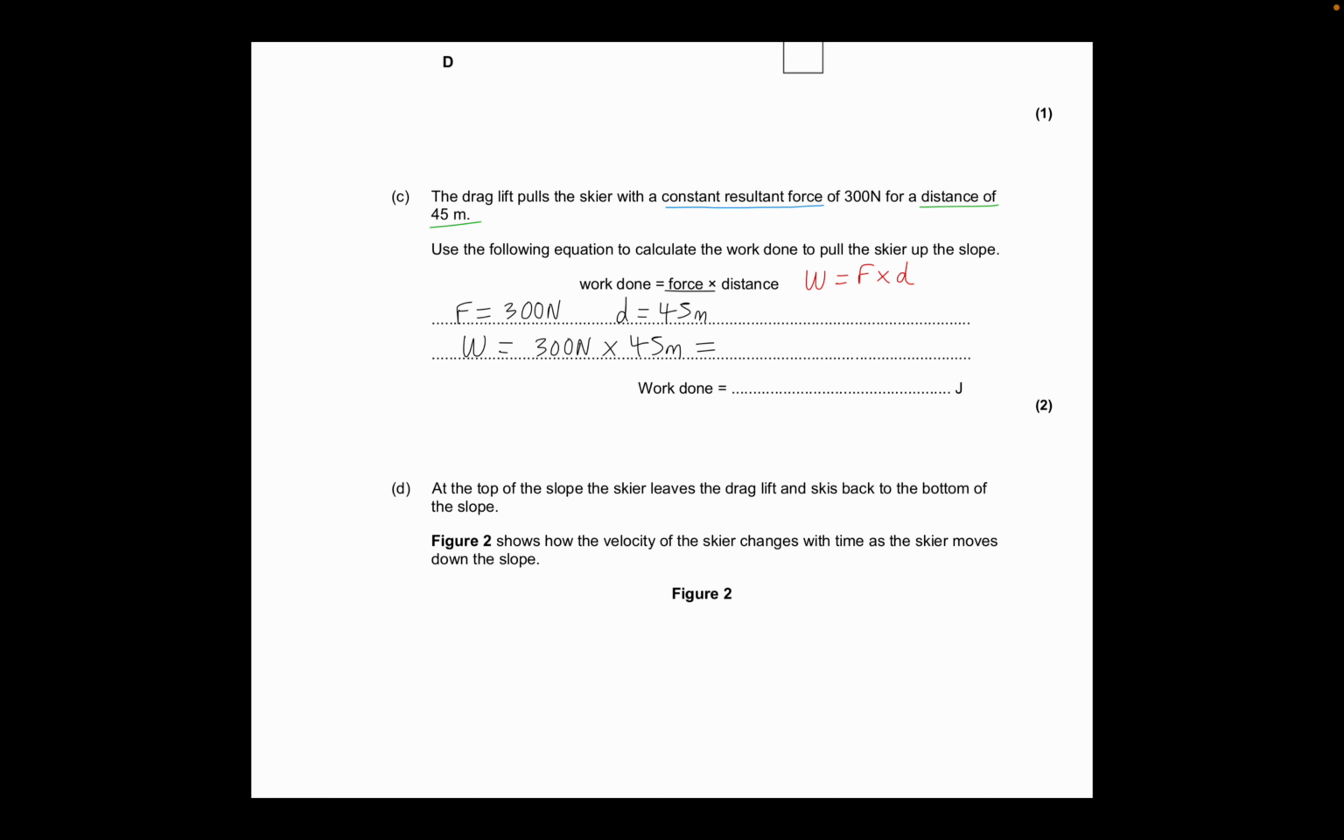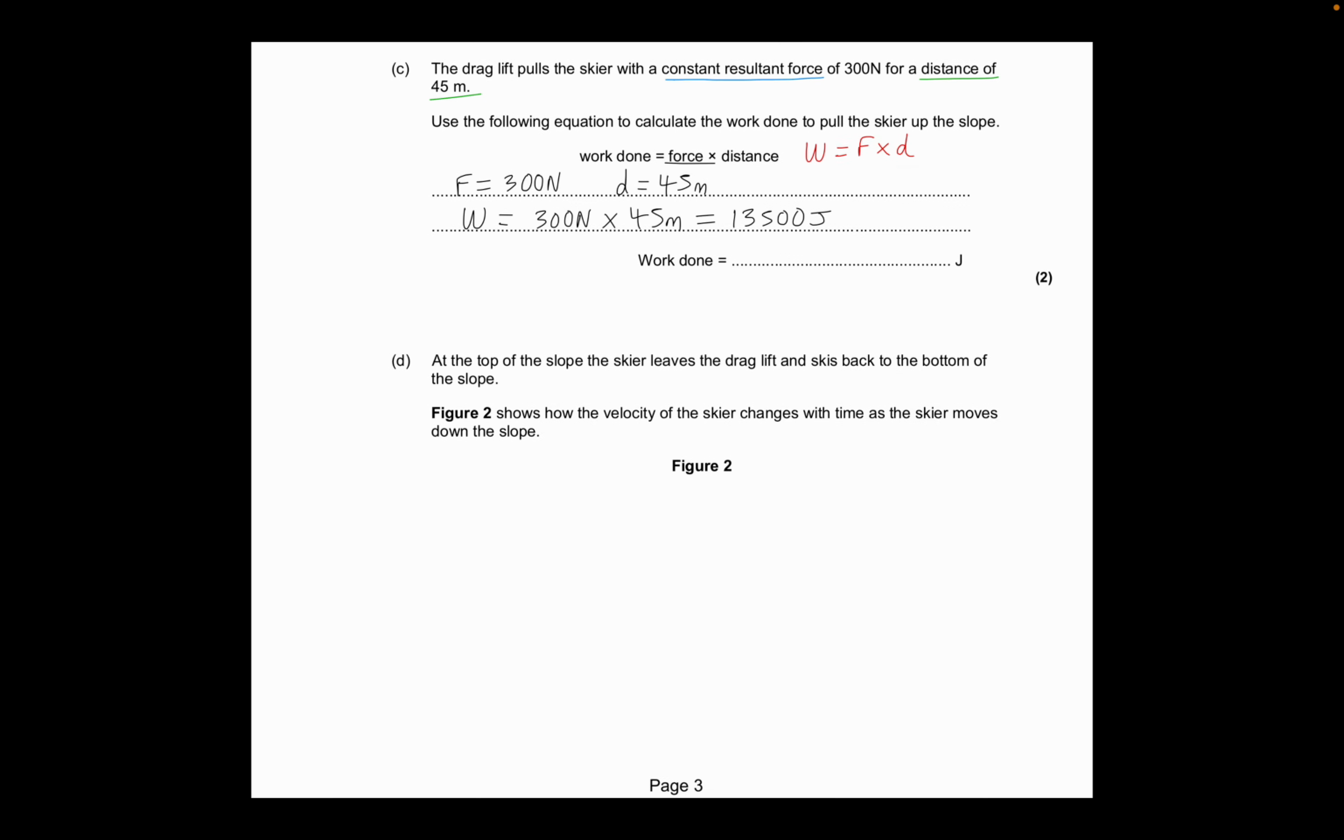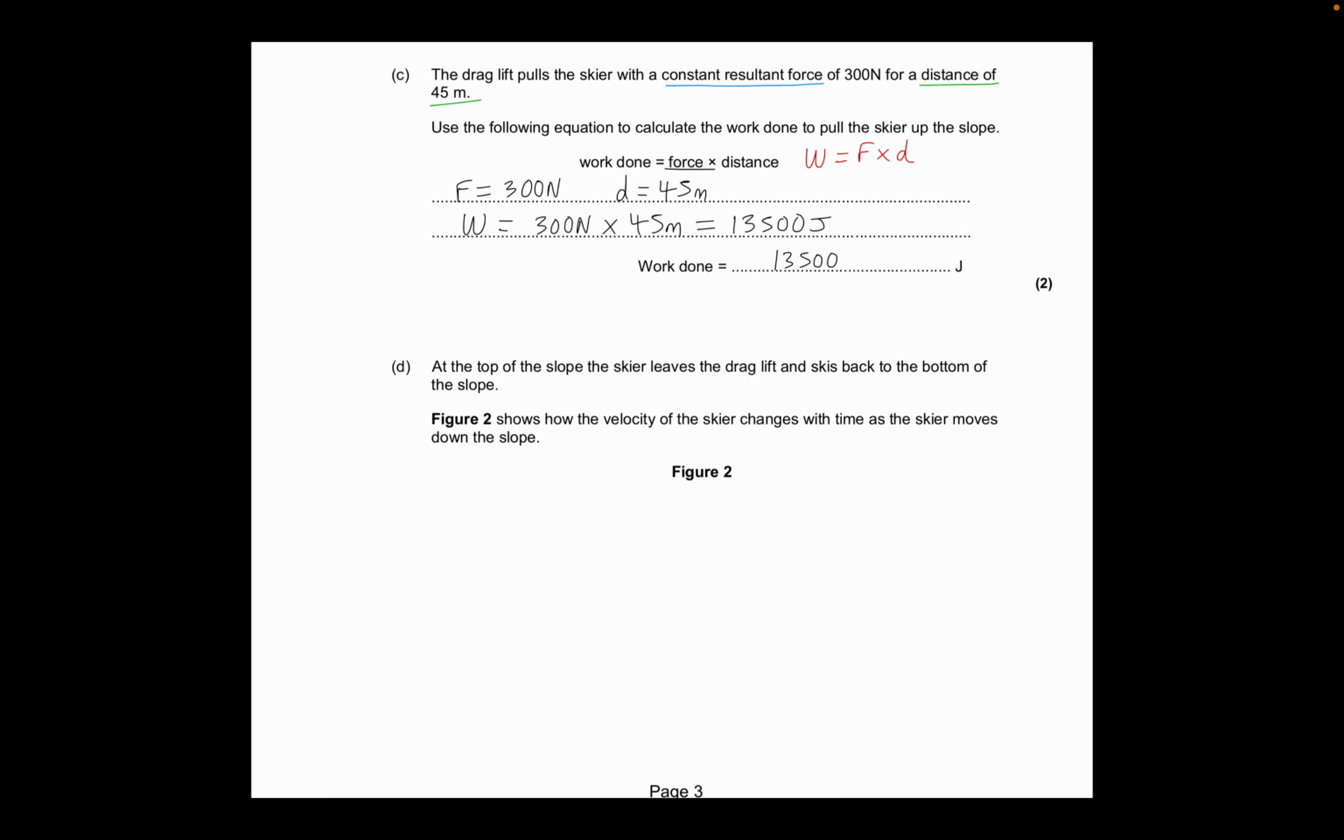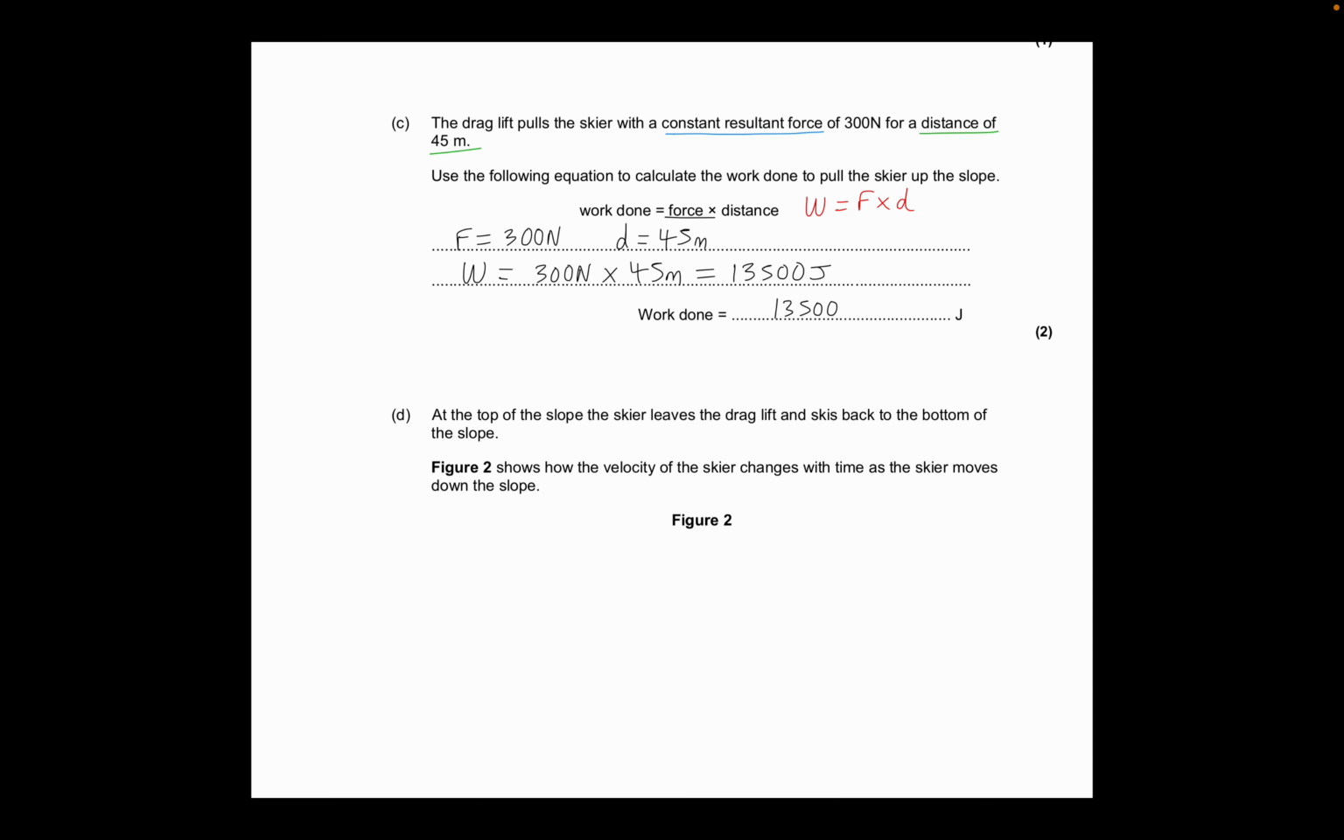Okay, so 300 times 45, that is going to be 13,500 joules. The units of work done is in joules, remember that. So it's 13,500 joules. Okay, that's going to be your answer for 2 marks.